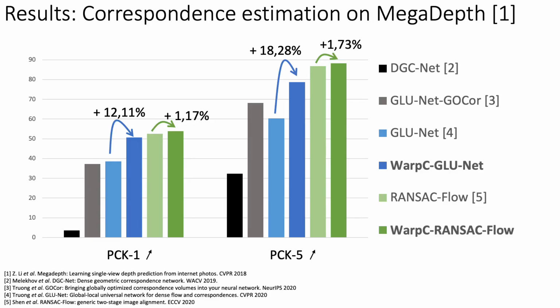Now let's look at quantitative results on MegaDepth. So we evaluate in terms of PCK for distance thresholds of 1 and 5 pixels. So the first thing we see is that Warp-C GLU-Net and Warp-C RANSAC-Flow both achieve a substantial improvement compared to their respective baselines. And they also set a new state-of-the-art overall compared to previous unsupervised approaches.